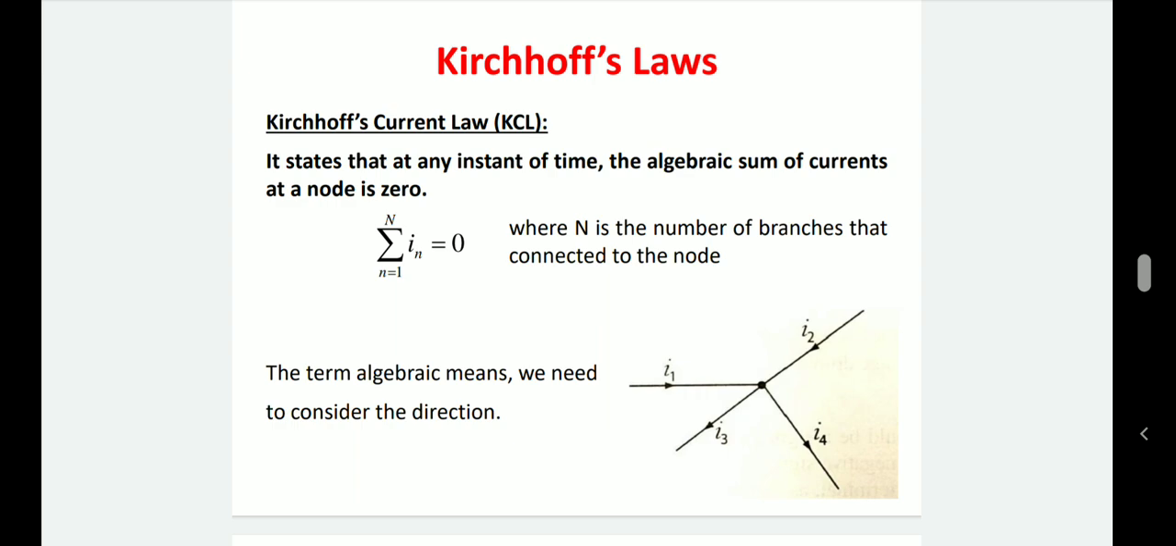So the algebraic sum of currents meeting at a node is 0 at any instant of time. That is stated by Kirchhoff's current law. Algebraic sum means we need to consider the direction of currents. That is what is meant by the word algebraic. Algebraic sum means we need to consider the direction of the current also, that is, we need to consider the sign, plus or minus.